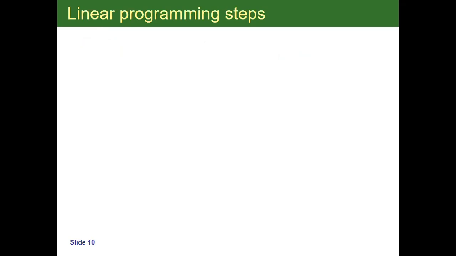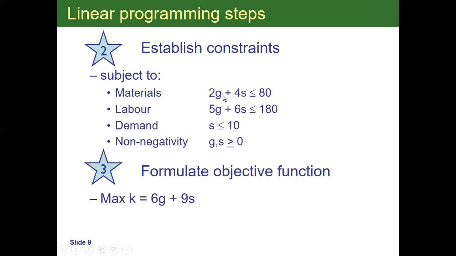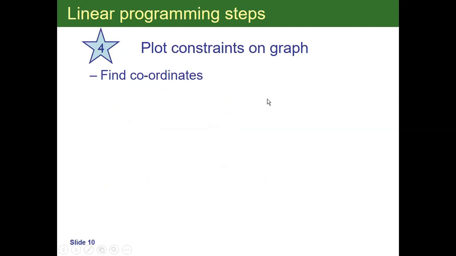You can only make maximum contribution if you use all of your material. It says it should be less than or equal to 80, but in order to maximize your profit, you must be using all of your resources. You cannot maximize contribution by using 10 kilograms or 20 kilograms. You can only make maximum profit if you use all of this 80 kilogram maximum. So we make it equal to 80, and now from this equation we can find out the values of G and S.